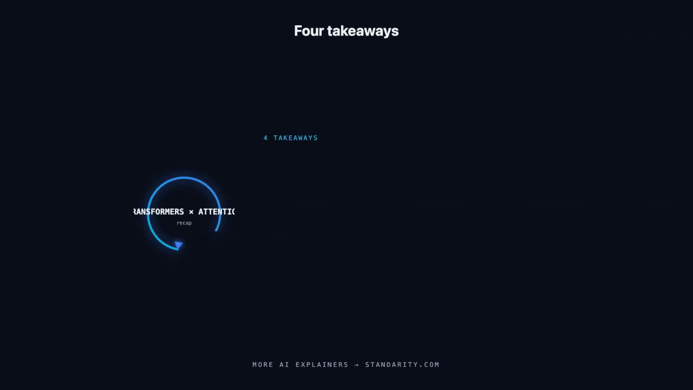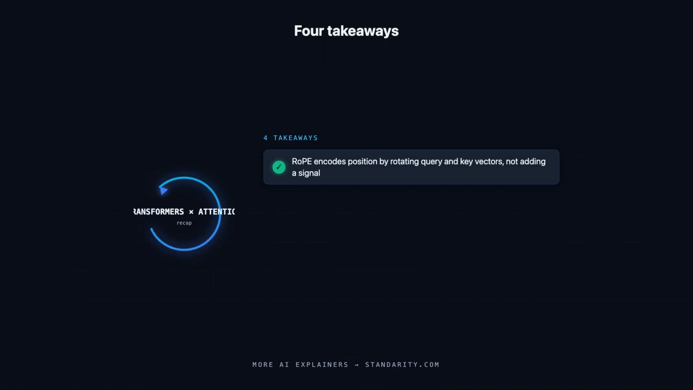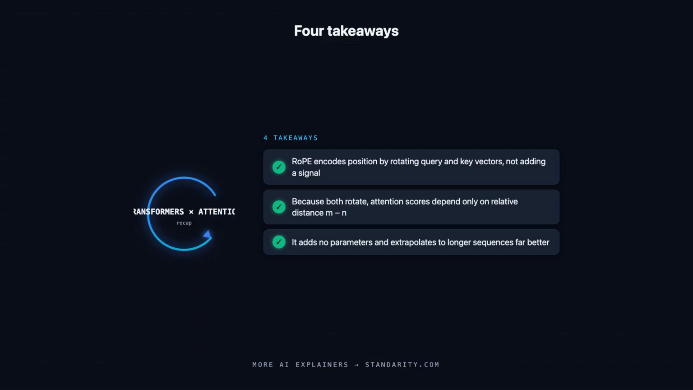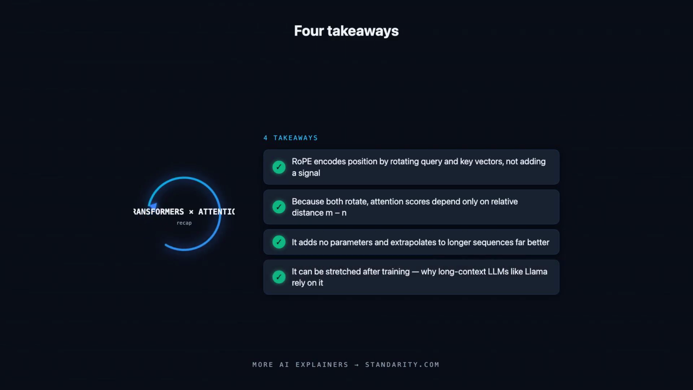Alright, let's lock in the essentials. Rotary Positional Embedding, or ROPE, encodes a token's position by rotating its query and key vectors instead of adding a signal to the input. Because the query and key are both rotated by their positions, the attention dot product depends only on their relative distance, which is what language really cares about. It uses no extra parameters and extrapolates to longer sequences much better than older absolute schemes, and it can be stretched to widen a context window after training. That combination is exactly why most modern large language models, including Llama and GPT-NeoX, rely on ROPE for position.